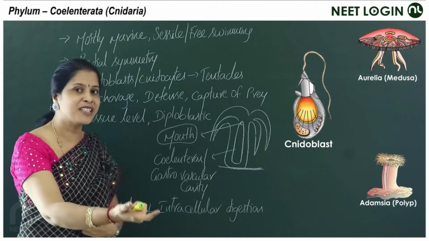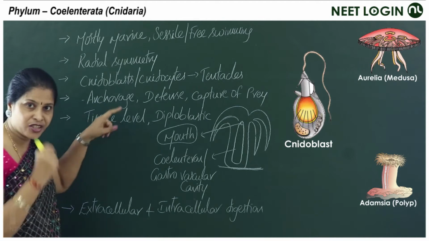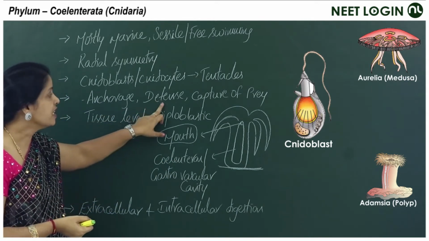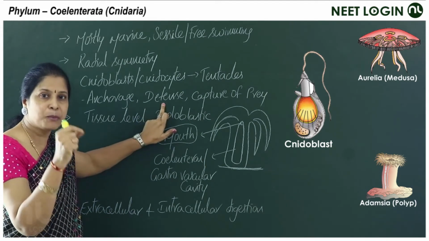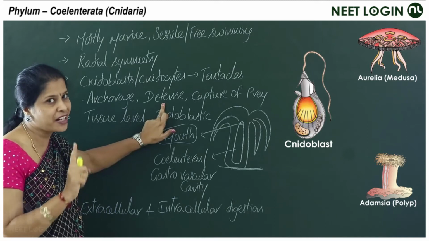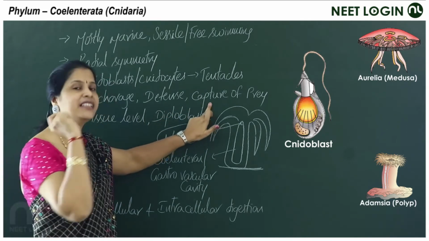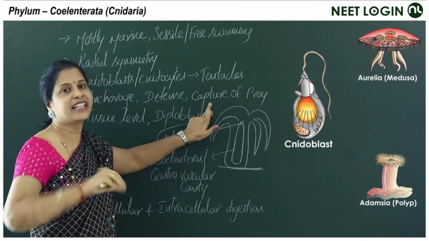So, they discharge some thread-like structure, and that is helpful for anchorage, to stick or to fix to some substratum. Defense mechanism, as I said now, these stinging cells will protect the cnidarians. No one is daring enough to approach it. And they are also helpful to capture the prey. They'll throw that thread-like structure and that will sting the prey and they'll grab it.